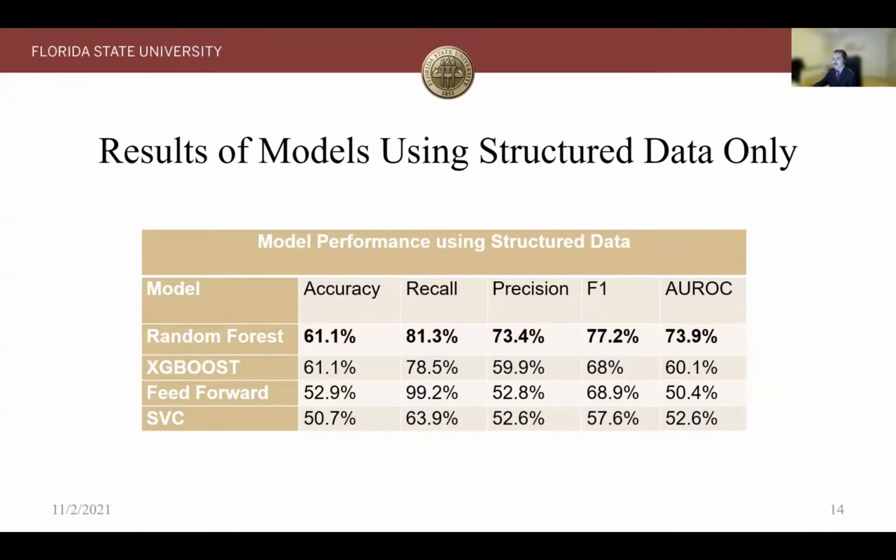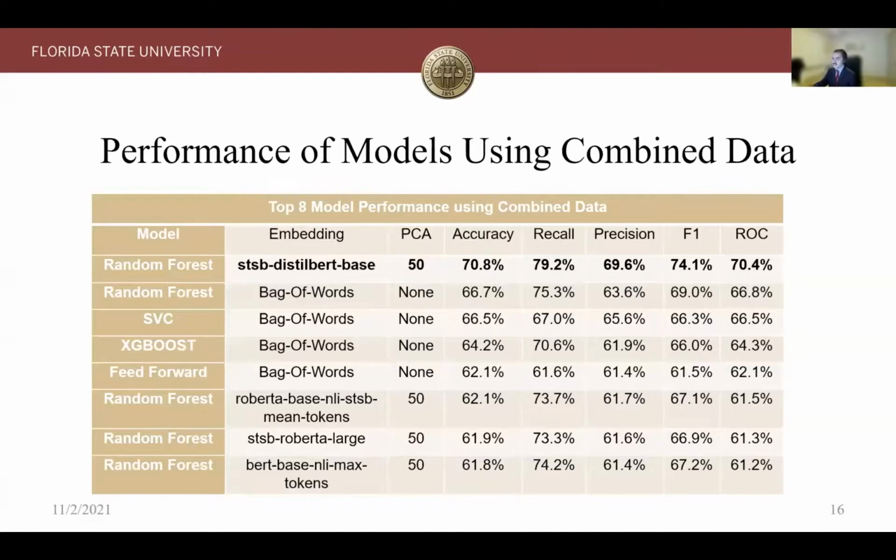Looking at the combined data set, the highest performing model was the random forest model using STSB distilled base embeddings for the unstructured data, which were further processed with PCA. The accuracy of this model was 70.8%, the recall was 79.2%, the precision was 69.6%, the F1 score was 74.1%, and the AUROC score was 70.4%. As you can see here, the ROC curve graph for the top 5 performing models across all data sets.